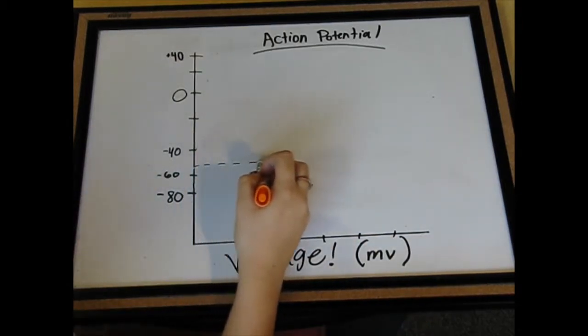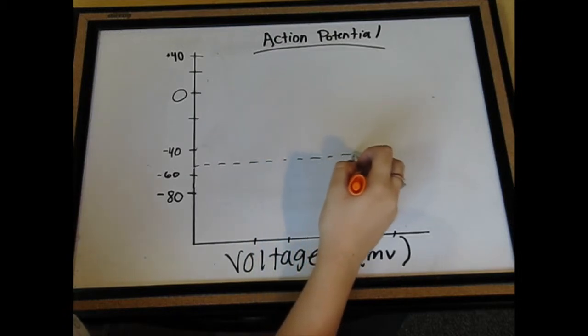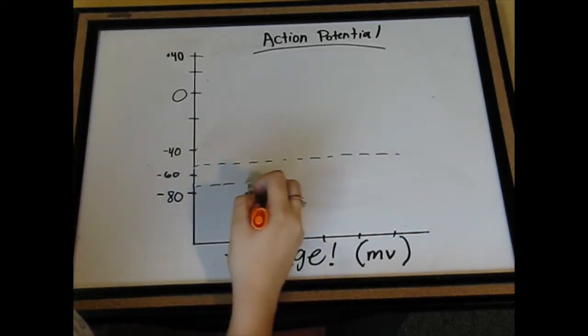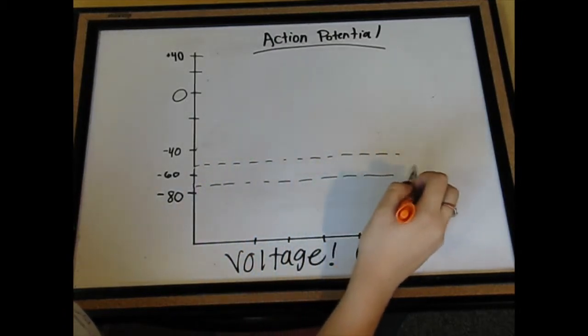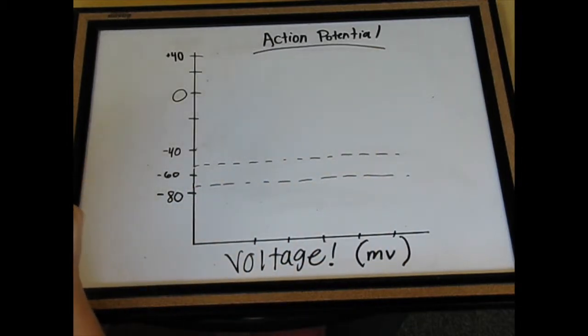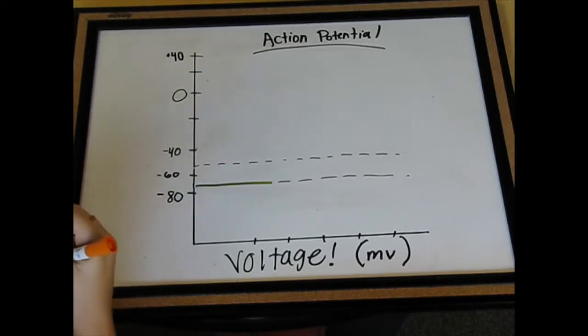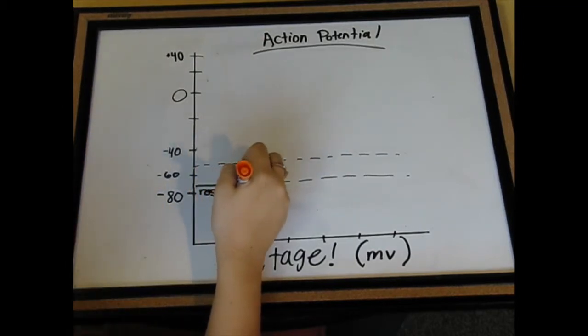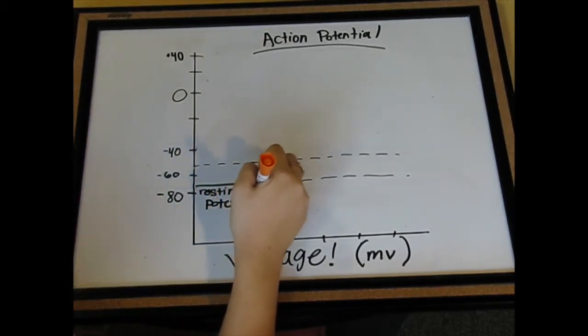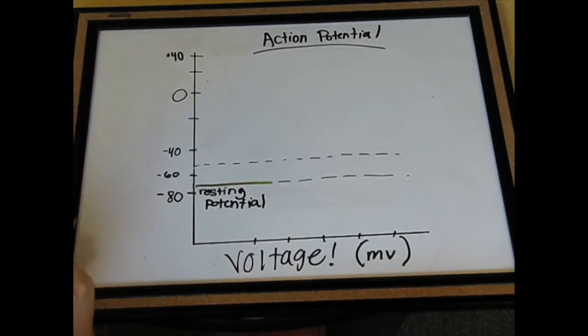Okay, so the line I'm drawing right now is threshold. That's the minimum amount of the voltage required in order for the propagation to begin. And the one right below it is -70 millivolts for the resting potential. As you can see, the resting potential is drawn as a flat line because there is no impulse that is trying to be sent.